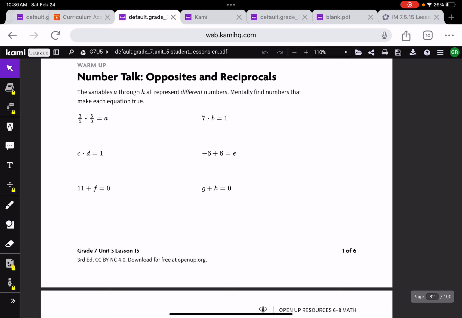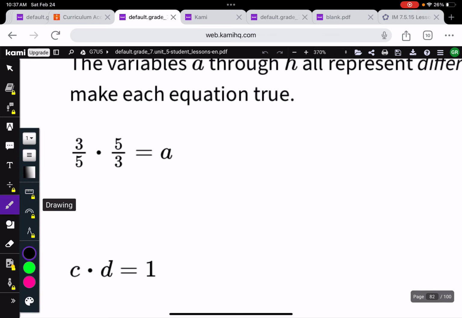It says the variables a through h. And I should say, guys, I plan on you watching this video, follow along, work in your notebook, and pause the video whenever you need to. If I'm going too fast, just hit pause, hit rewind, and go from there. So here we go. The variables a through h all represent different numbers. Mentally find numbers that make each equation true. We don't have to do this mentally per se, but anyway, we want to find out what a is.